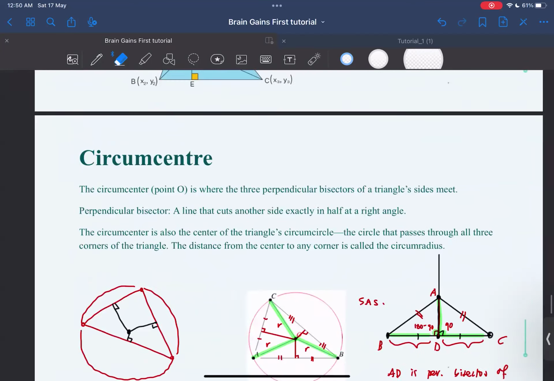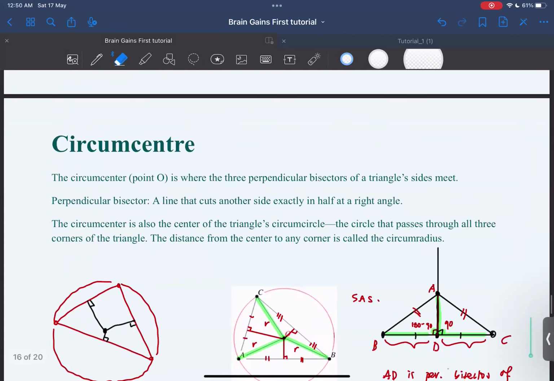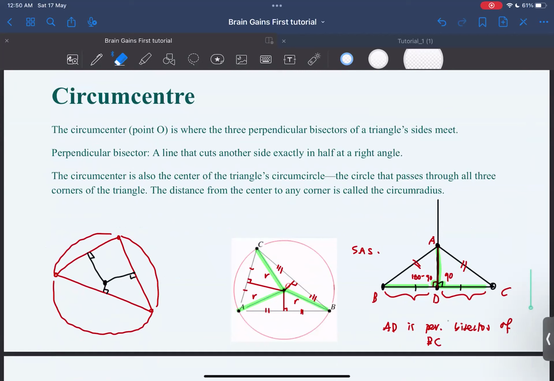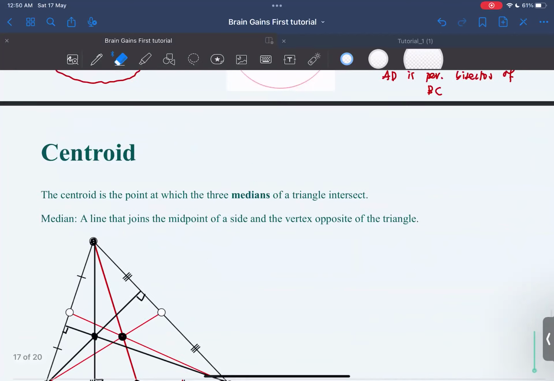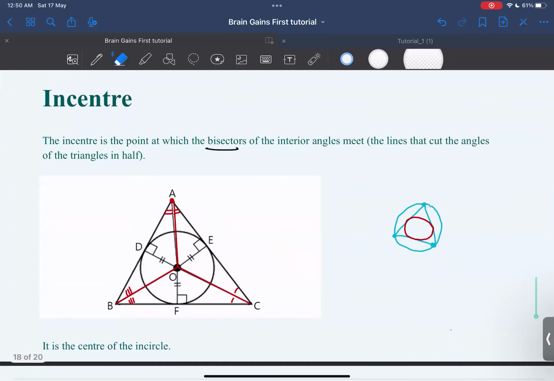I think right now, just know that the orthocenter is the intersection of the altitudes. The circumcenter is the intersection of the three perpendicular bisectors. The centroid is the intersection of the three medians, and the incenter is the intersection of the angle bisectors. If you could remember these definitions and know that such a point exists, that's what we're trying to cover today.